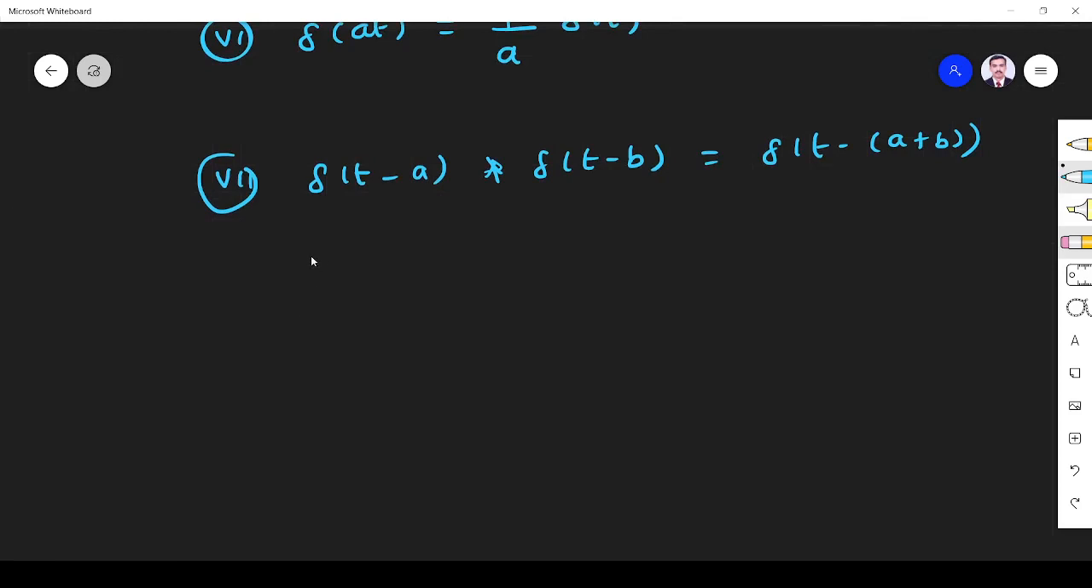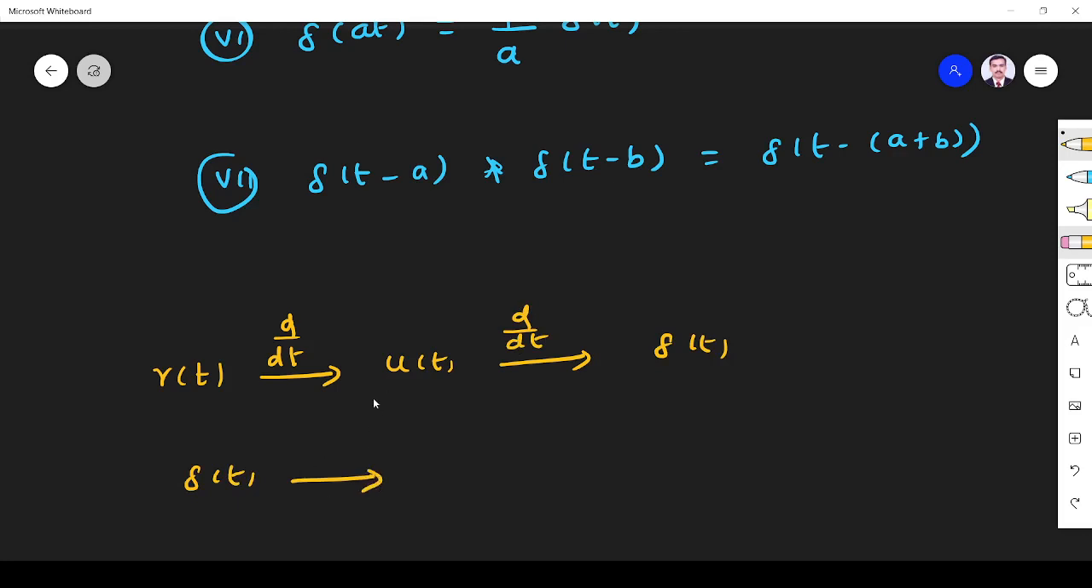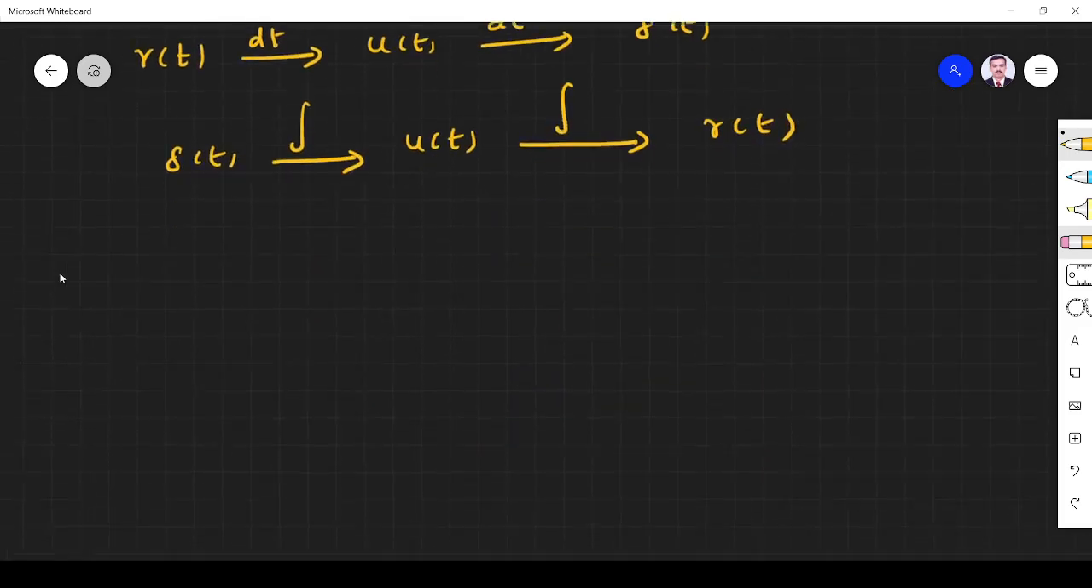Apart from that, we have many standard signals that you know. Next thing is we have r of t, the ramp signal. If you differentiate r of t, what you get is step. If you differentiate step signal, you will get impulse. Similarly, if you integrate impulse, you will get step. If you integrate step, you will get ramp, right? So these are all the things you must know.